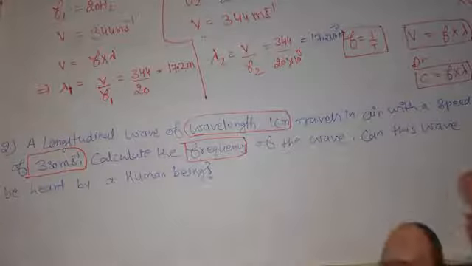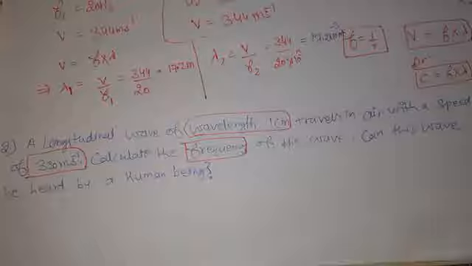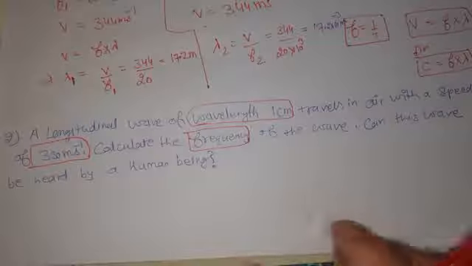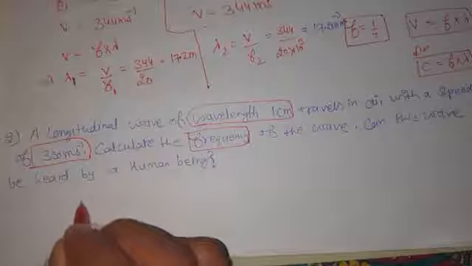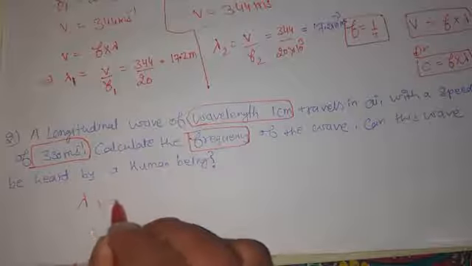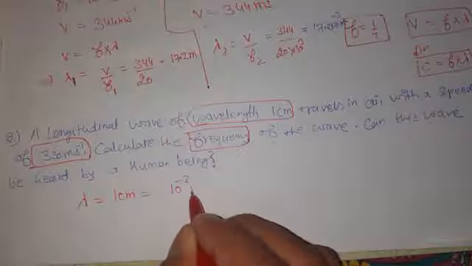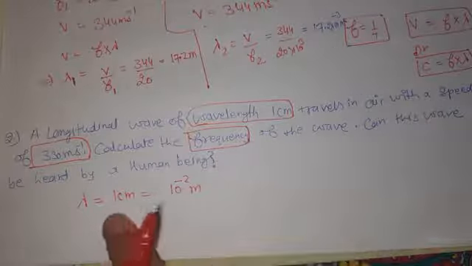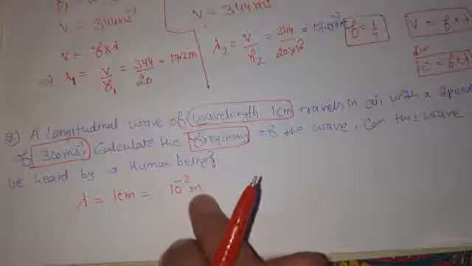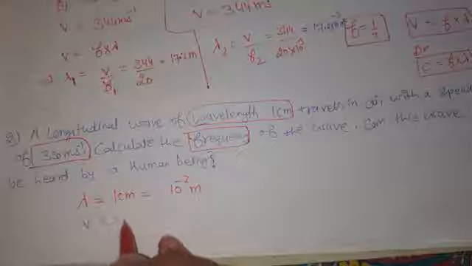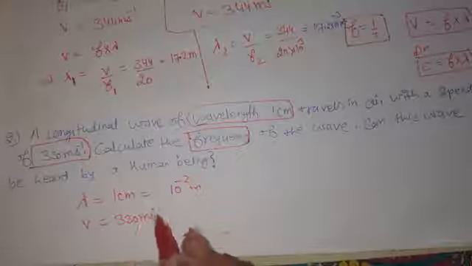A human being can hear only those sounds whose frequency is between 20 Hz and 20 kilohertz. So let us see what the frequency is. Wavelength we write as lambda. It is 1 centimeter, and in meters it will be 10 to the power minus 2 meters. So 1 centimeter is equal to 10 to the power minus 2 meters. The wave travels with a speed of 330 meters per second.